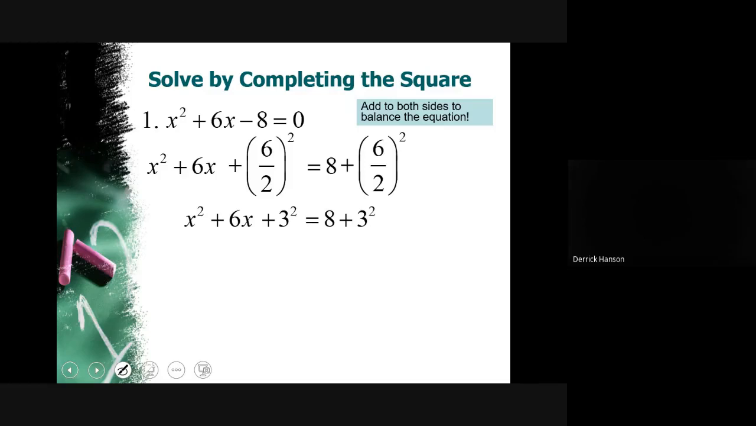The right side, we're not doing anything fancy with the right side. 3 squared is 9. Just go ahead and simplify that. Go ahead and take 8 plus 9 to give you 17. This is not our final answer, but I will pause here for a second. Do I have any questions on how we've got to this point so far?